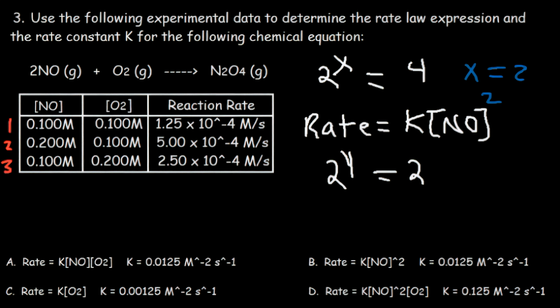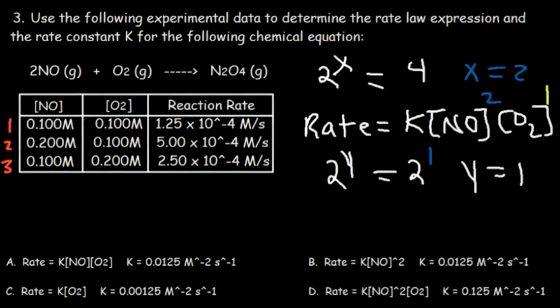Whenever there isn't an exponent, it's always assumed to be a 1. So since the 2's are the same, that means that y is equal to 1. 2 to the first power is 2. So what this tells us is that it's first order for O2. So let's put a 1 here.